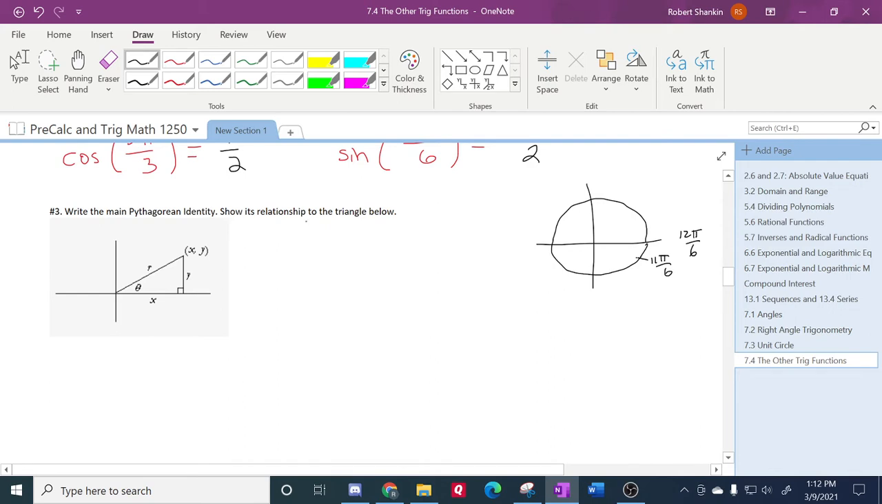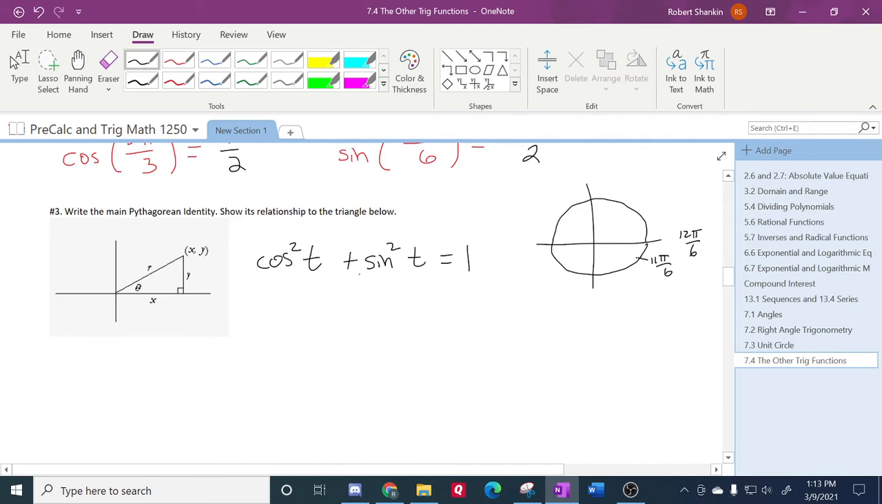Alright, the main Pythagorean identity is cosine squared. Now it can be any angle you want. You could put t, theta. So oftentimes we use Greek letters for the angles. Plus sine squared. It's got to be exactly the same angle whenever you use that. And then it's going to be 1.